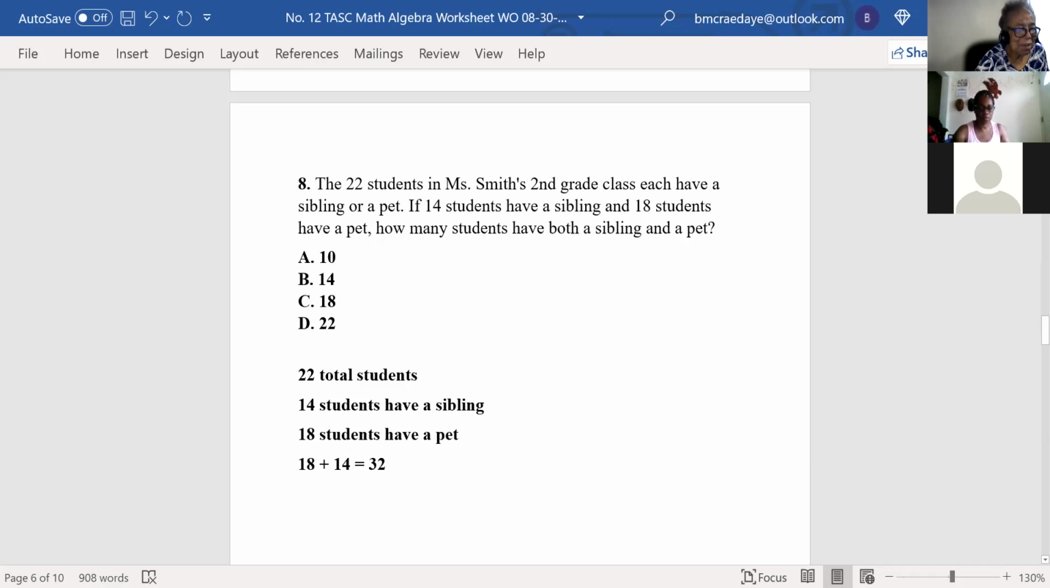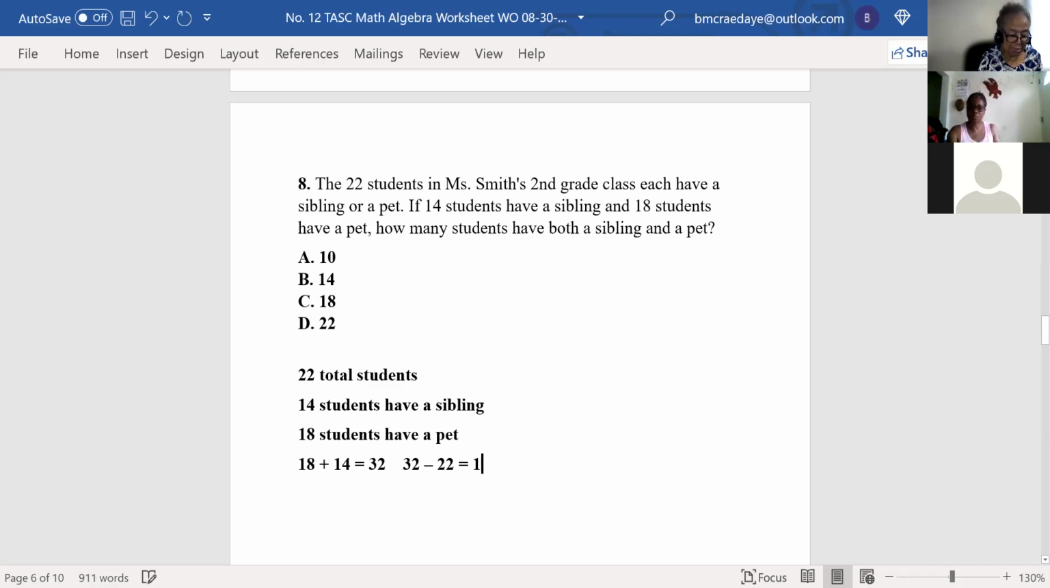No. The total is 22. When you add up the number of students with a sibling and the number of students with a pet, you get 32. Now, the difference of 32 minus 22 equals what?